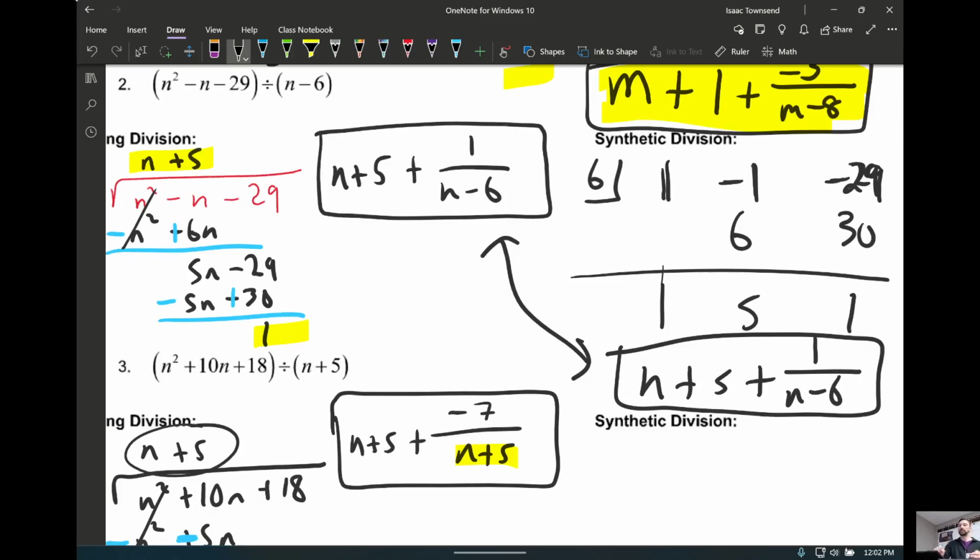Now, if this was the same question, but let's say there was an n to the 4th, like all of this divided by n minus 6, then I would have to say I'm dividing by 6. I've got 1 n to the 4th, no n to the 3rds, 1 n squared, minus 1 n's, and a minus 29 constant. And then you'd have to do the algorithm a couple more times. But you're just writing how many there are, not anything else.